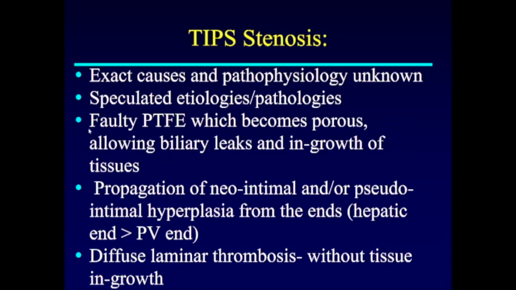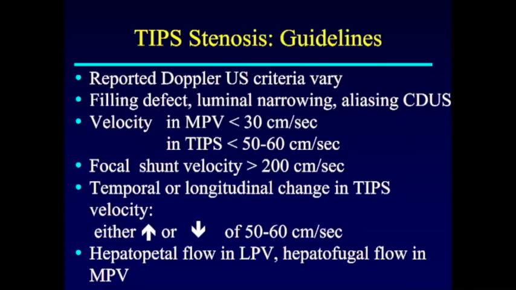People have said there is some faulty development of that PTFE. It becomes then porous and it allows bile leaks and ingrowth of tissue. There could be propagation of neo-intimal or pseudo-intimal hyperplasia, usually from the ends, particularly from the hepatic venous end, more than the portal venous end, into the shunt. And then sometimes you just have diffuse laminar thrombosis without tissue ingrowth.